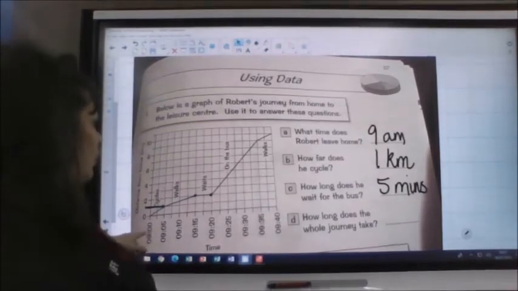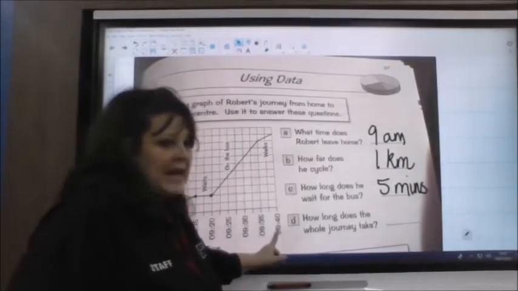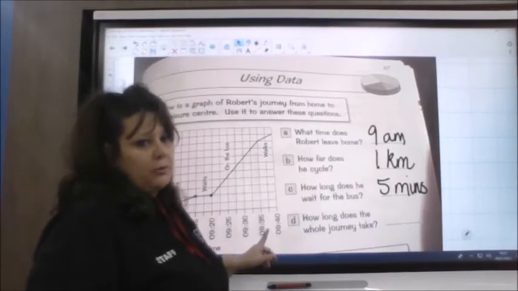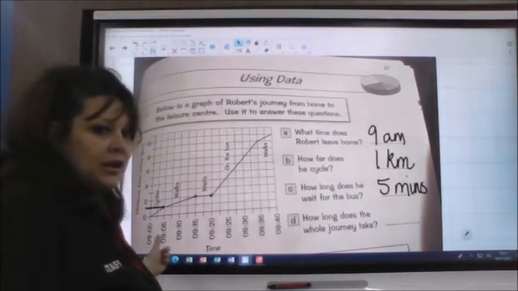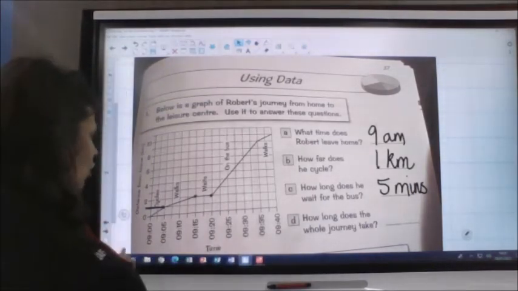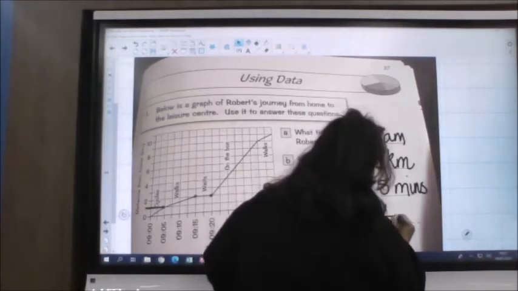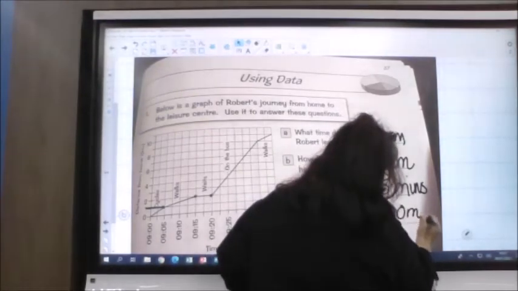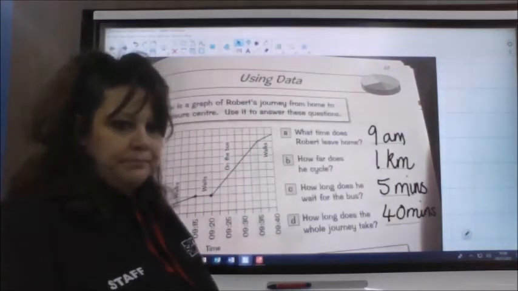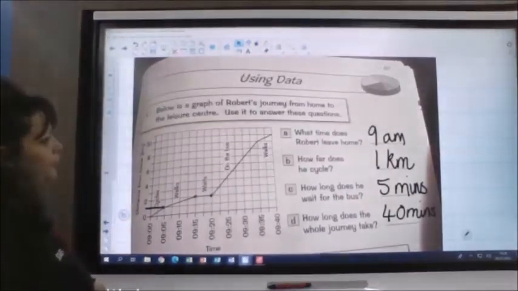Okay. So then how long does the whole journey take then? So he starts at 9 o'clock and he ends at 9:40. So the difference between 9 o'clock and 9:40 is 40 minutes. So the whole journey from his home to the leisure centre takes 40 minutes.